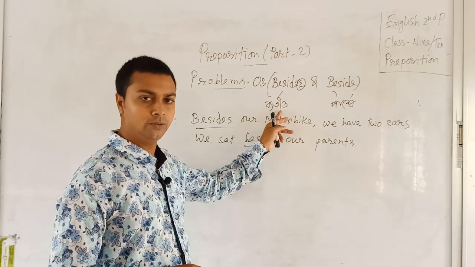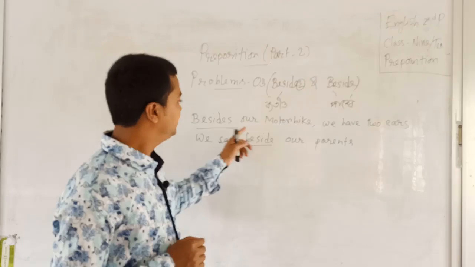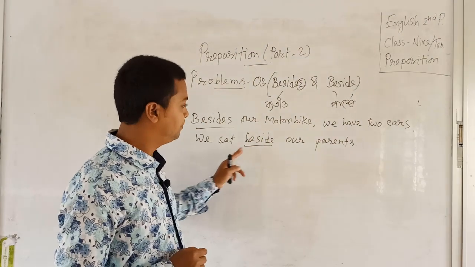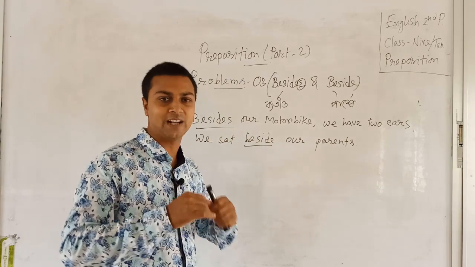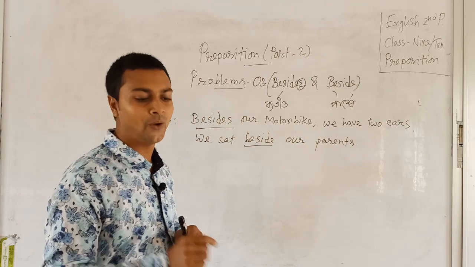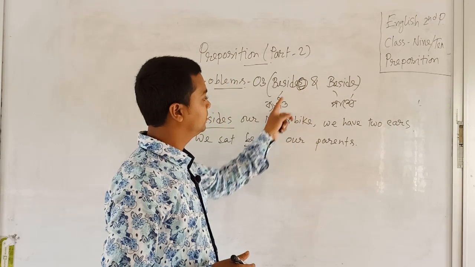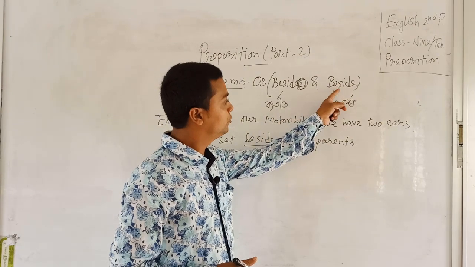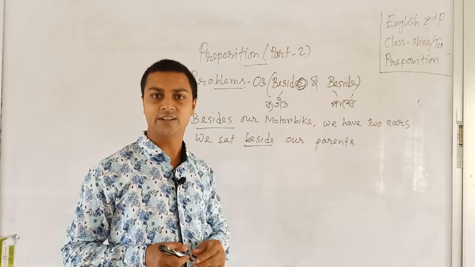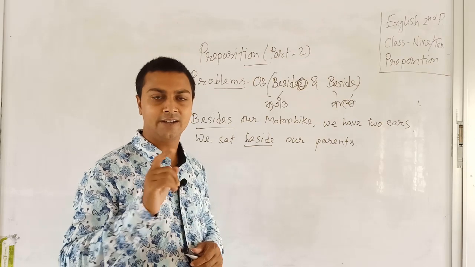Besides means 'betito' and beside means 'pashe'. I repeat, besides our motorbike, we have two cars. We sat beside our parents. The difference is in the s only. When you find s, then it means 'betito'. When we don't find s, it means 'pashe'. So hopefully you understand or you have a clear concept about besides and beside.